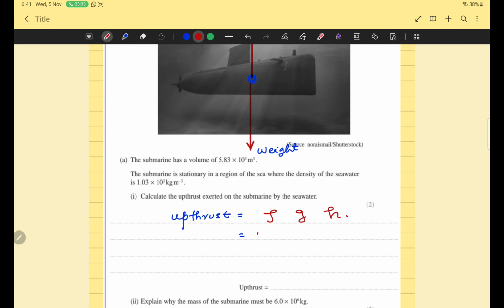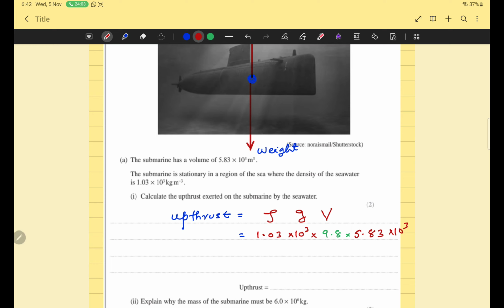Okay, rho is the density. The density of seawater is 1.03 exponent 3. It is the density of seawater. Gravity is 9.8. H मैंने पता नहीं क्यों लिख दिया। The upthrust equation is rho g V. V is the volume of the submarine. Volume of the submarine is 5.83 exponent 3. So it is the normal equation of upthrust.